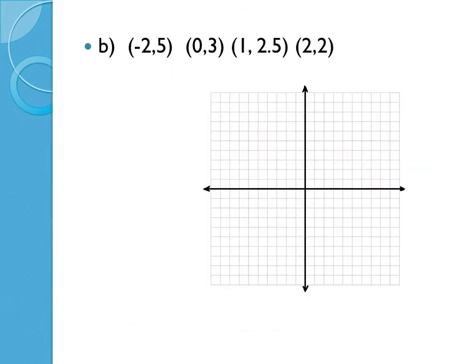Negative 2, 5 is your first point. Then 0, 3, 1, 2.5, and 2, 2. So for negative 2, 5, we go to the left 2 and up 1, 2, 3, 4, 5. Then we have 0, 3 on the y-axis.